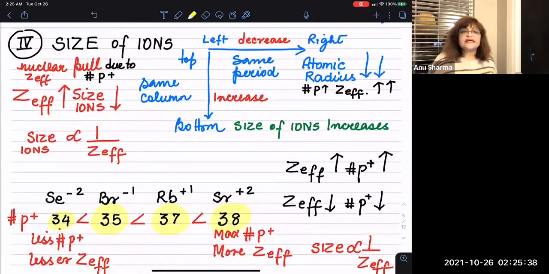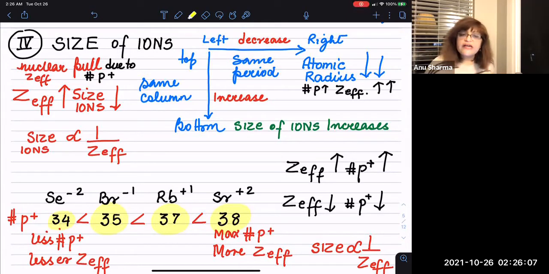Now another thing is the size of the ions. As we talked about, the neutral sodium is bigger than the sodium with plus 1 charge. On the other hand, chlorine with negative 1 charge is bigger than the neutral chlorine. So you see that? Sodium ion smaller, chloride ion bigger. So that's one thing. Now why though?